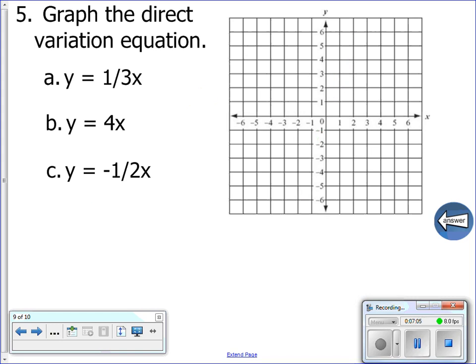In the third one, the slope can be seen as -1 over 2, or 1 over -2. So this is going to be a negative slope. We begin at 0, 0, and we can go down 1, right 2, or up 1, left 2. And there's our graph.